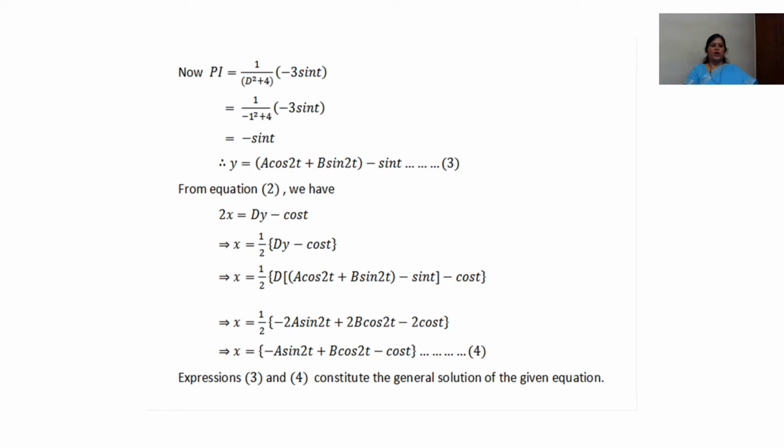That is, minus 1 plus 4 is 3. We'll get 3 in the denominator. Then the numerator 3 and denominator 3 will cancel. We'll get only minus sin t for the particular integral.